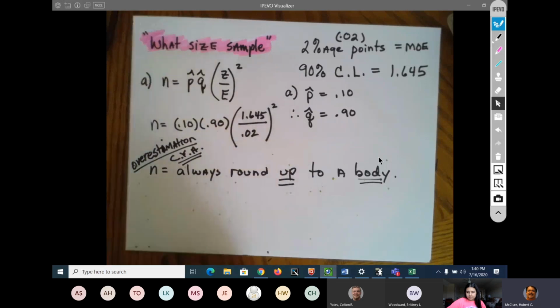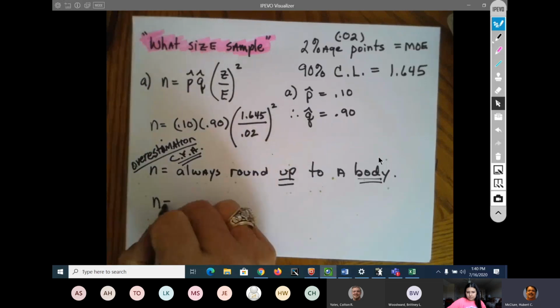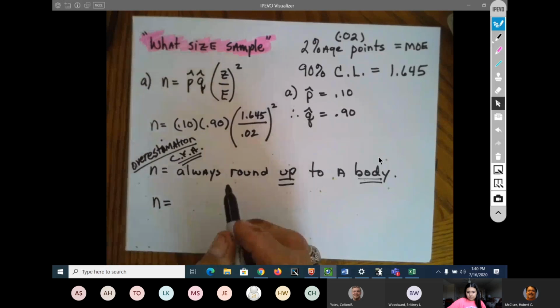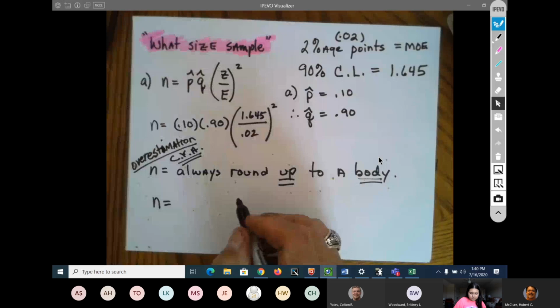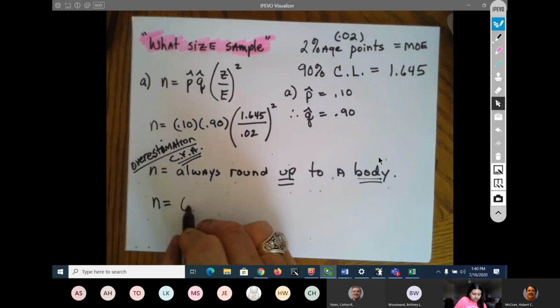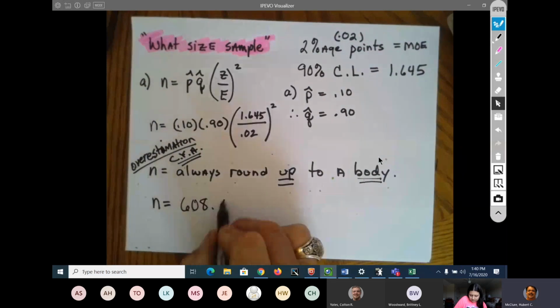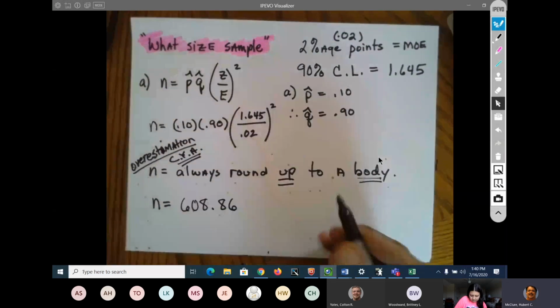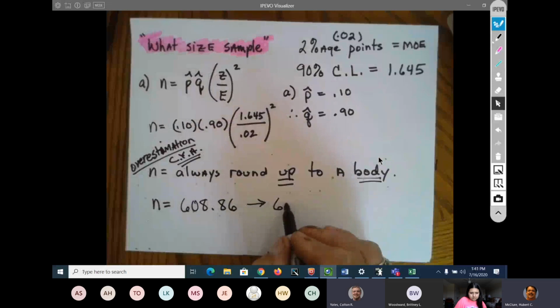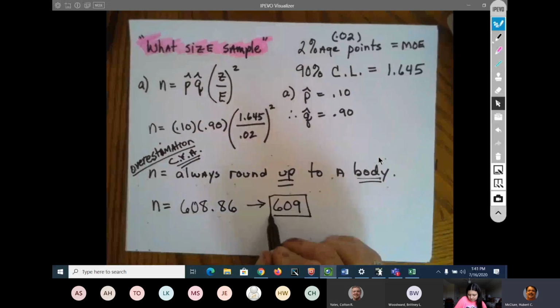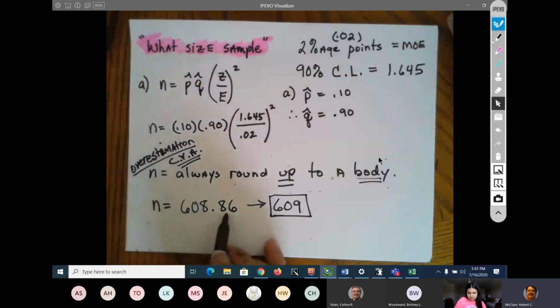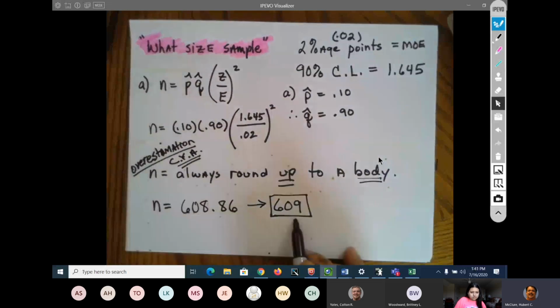So in that case, somebody tell me the decimal that you get when you do this. Give me 2 decimal places. 608.86. Okay, the book tells us to round up, so that would be 609 people. That's the answer. If that was 608.26, it would still be 609.